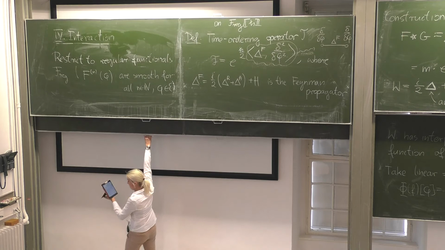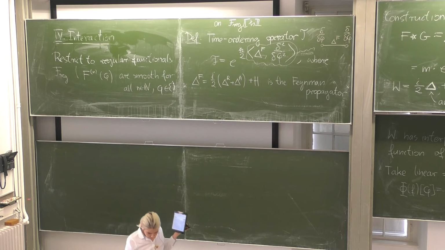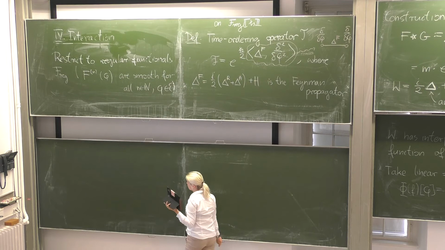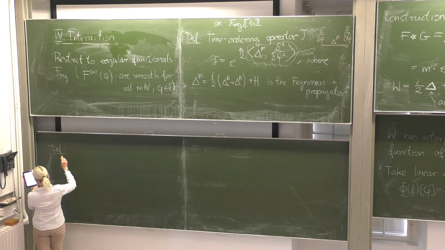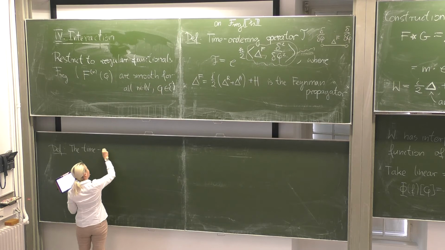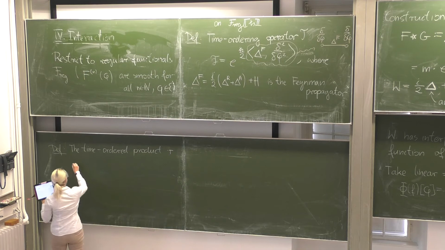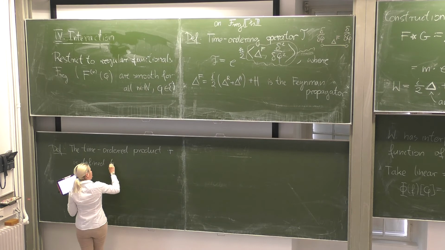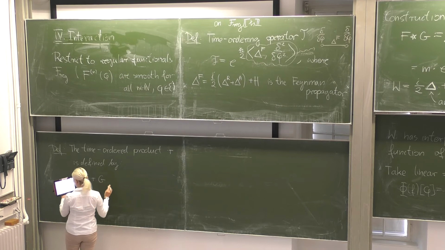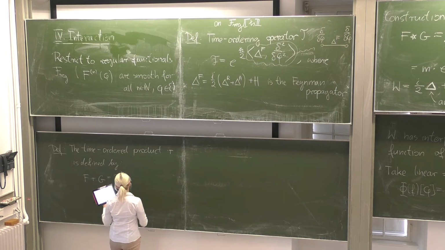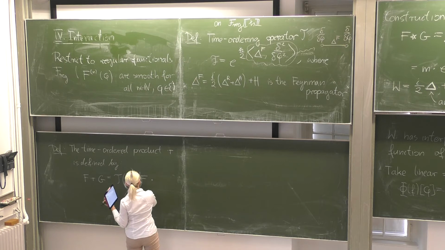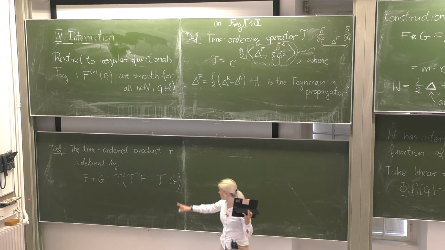And now this defines me a product. So I have my classical pointwise product. I use this guy to construct the time-ordered product. So, definition: the time-ordered product T is defined by F time-ordered G is the deformation or maybe a twist of the pointwise product. So this is T applied to T inverse F times T inverse G. So you can see it's a commutative product equivalent to the pointwise product.